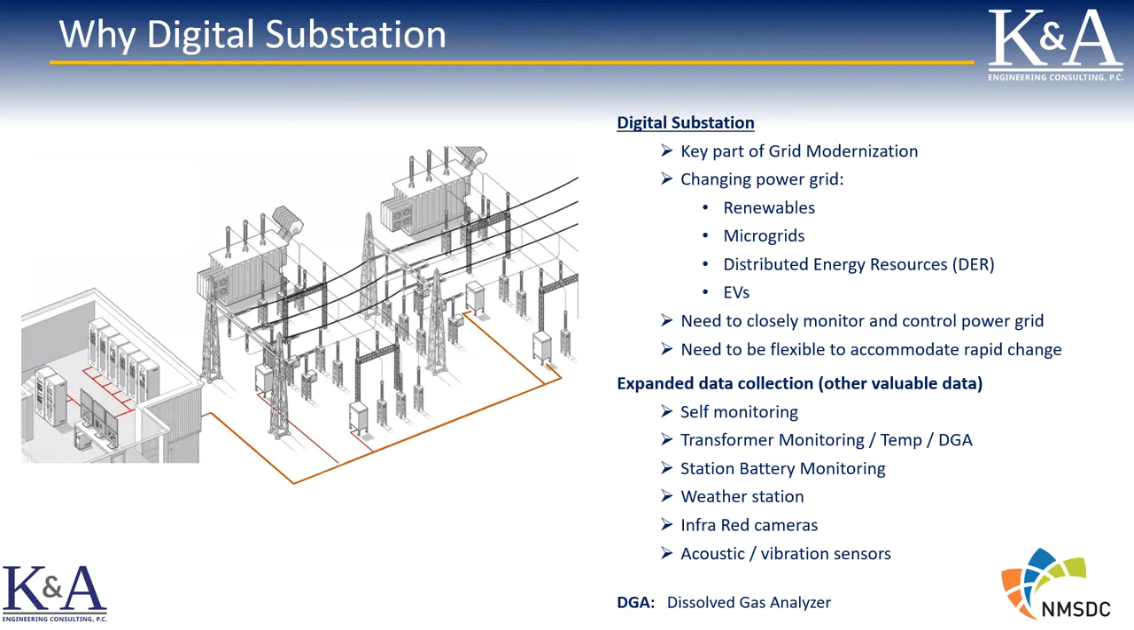And in order to avoid instability and so on, you need to more closely monitor everything that's going on so you are able to control it more closely. And also the fact that we're adding all these new connections and resources means that we have to be flexible to accommodate those things. So in a legacy substation, if you had to make a change, you can imagine that would be a lot more difficult than in a digital substation where you basically can connect instruments directly to a fiber optic network. You don't have to run copper cables all over the station.